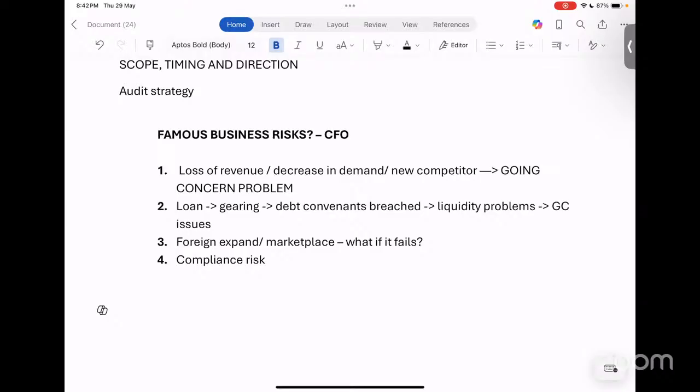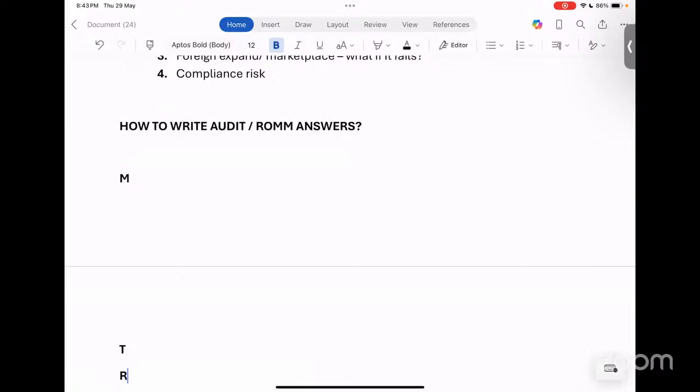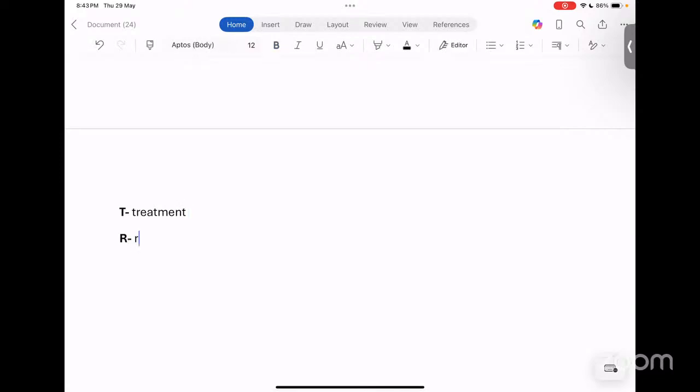So how are we supposed to write? Question is how to write audit risk / ROMM answers. So the correct approach is MTR, where M stands for materiality, T stands for treatment, and R stands for which risk do you think is here. Materiality you calculate on the basis of the threshold. Treatment is as per IFRS. So for example, there was a financial asset recognized. You will talk about the amounts, materiality. You'll talk about the treatment as per IFRS 9. Then you'll talk about what is the possible risk, that maybe it is overstated or understated or misstated, right? So this is what we do in our audit risk or ROMM questions.